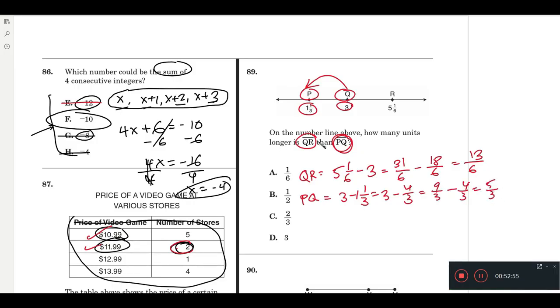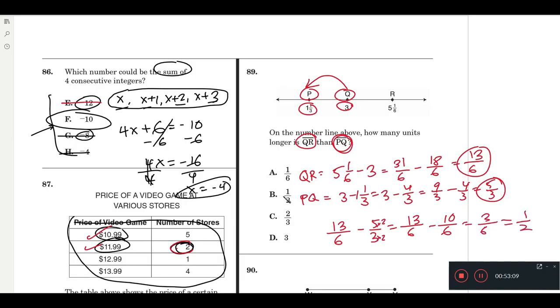Now they said how much longer? So this minus this. So 13 over 6 minus 5 over 3, or we could write 13 over 6 minus 10 over 6. So 3 over 6, cancel by 3, that's 1/2. Make sense? Yeah.